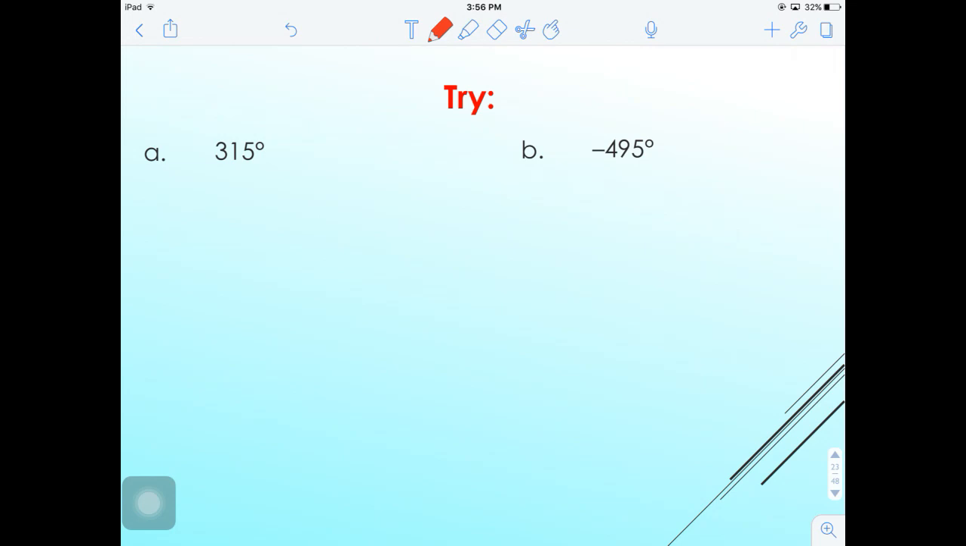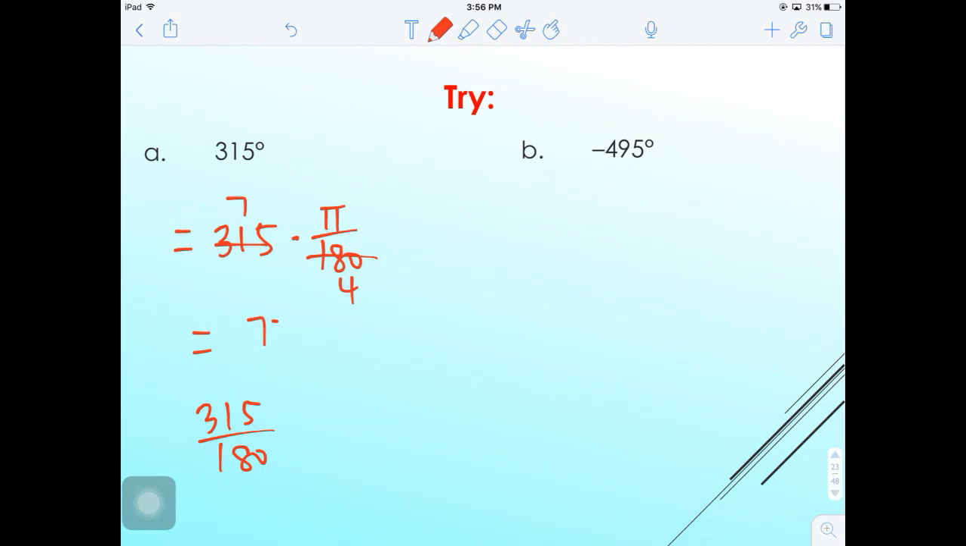Hopefully you've had a chance to try it, and so we're going to actually convert 315 into radian by multiplying by pi over 180. And again, if you use the fraction button on your calculator, you should be able to convert that, and it should give you 7 and 4 right here. So it should be 7 pi over 4. And that is the radian equivalence.